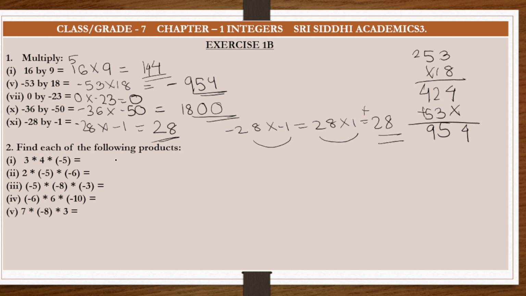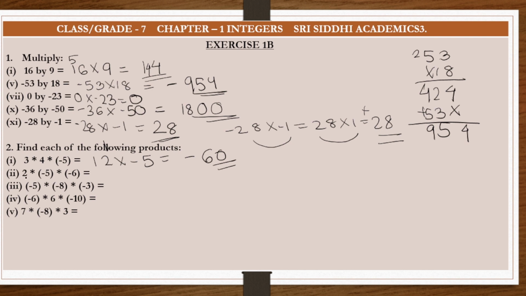Okay, now let's do question number 2. Find each of the following products. Three integers have been written. So first we will do 3 into 4, that is 12. I'll write the 12 here. 12 into minus 5. So here different signs, plus 12 and minus 5. So the answer will always be negative in such a case, and 12 into 5 is 60. So the answer is minus 60.